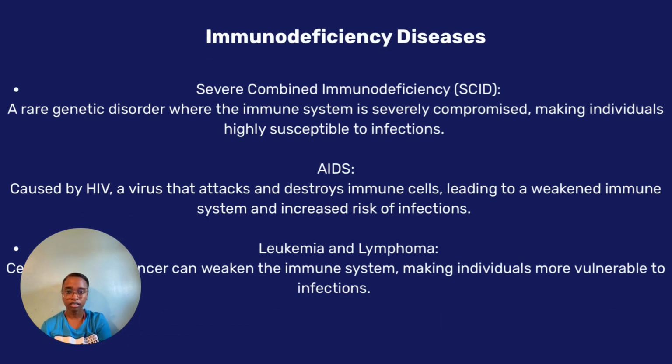Immunodeficiency diseases. Severe combined immunodeficiency: a rare genetic disorder where the immune system is severely compromised, making individuals highly susceptible to infections. AIDS, caused by HIV, a virus that attacks and destroys immune cells, leading to a weakened immune system and increased risk of infections. Leukemia and lymphoma: certain types of cancer can weaken the immune system, making individuals more vulnerable to infections.